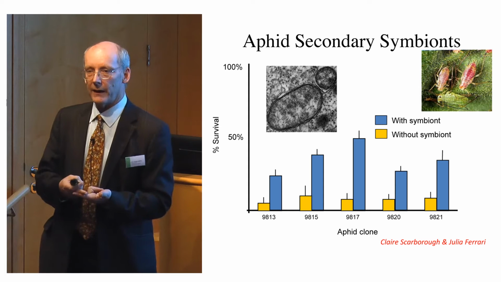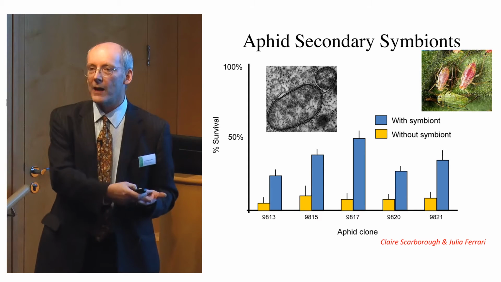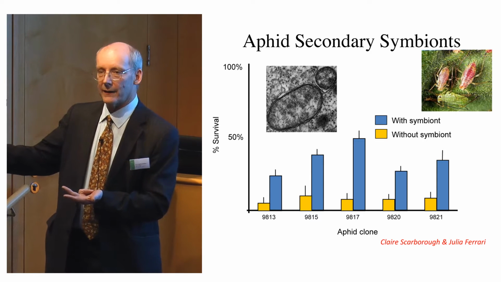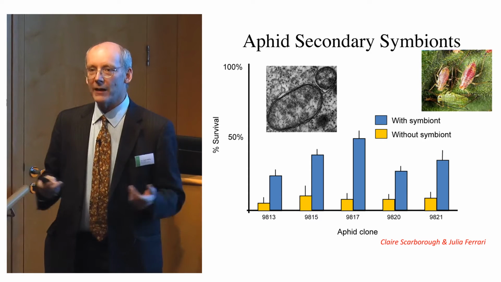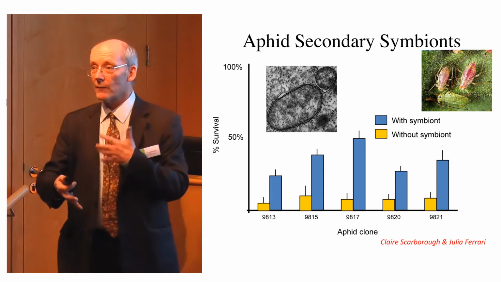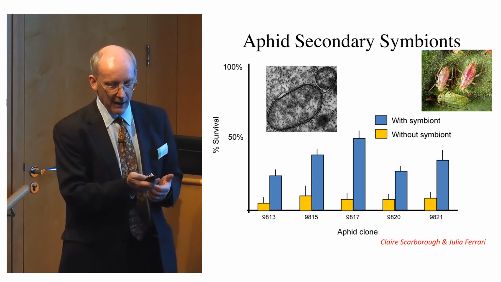A group in the States found another protects you against parasitoid wasps, the other major natural enemy. Yet another protects you against heat shock. So we thought we knew quite a bit about aphids, the major pest of temperate agriculture, but actually we didn't. So much of their phenotype, so much of what they do is determined by what they carry.